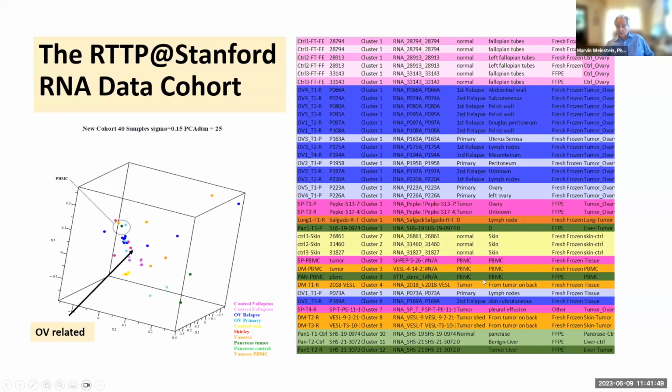The yellow stuff down here, that's cluster 2, and that's normal skin control samples. Here's the other Shirley sample. These all don't coalesce with anybody. And basically, this is the information that's contained in that slide.